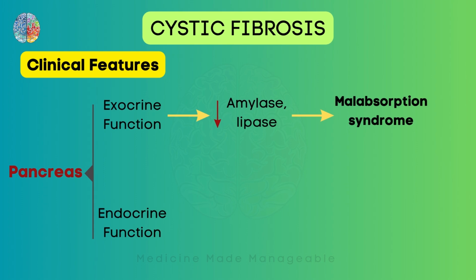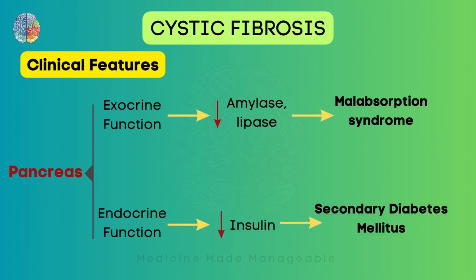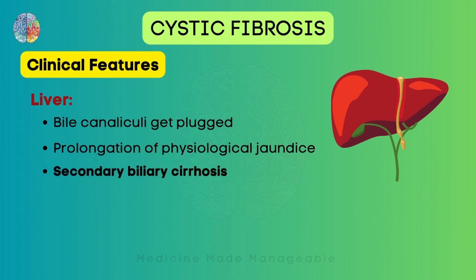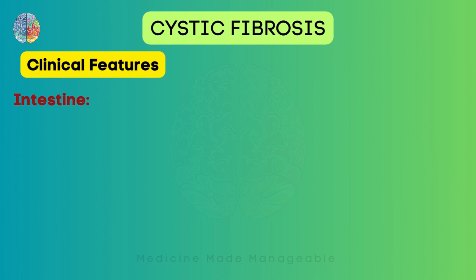On the other hand, an impaired endocrine function is going to decrease the insulin levels and can lead to secondary diabetes mellitus. This is very important to remember. Now in the liver, it can cause blockage of the bile canaliculi, can also lead to prolongation of physiological jaundice and cause secondary biliary cirrhosis. Again, very important.